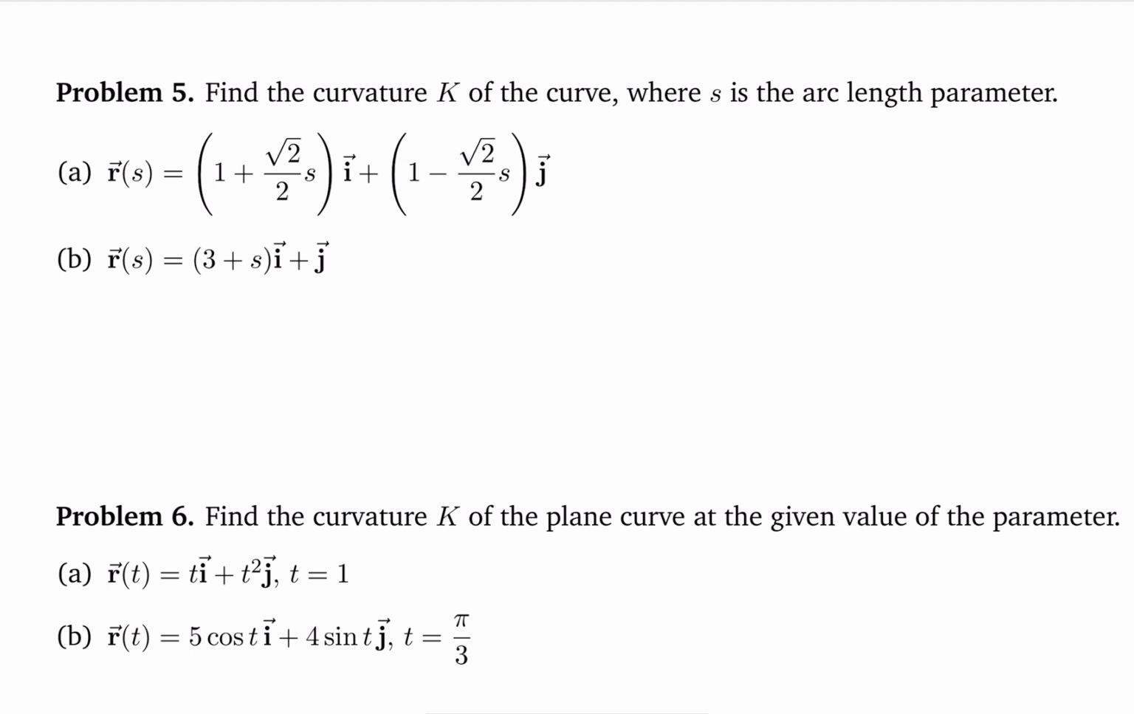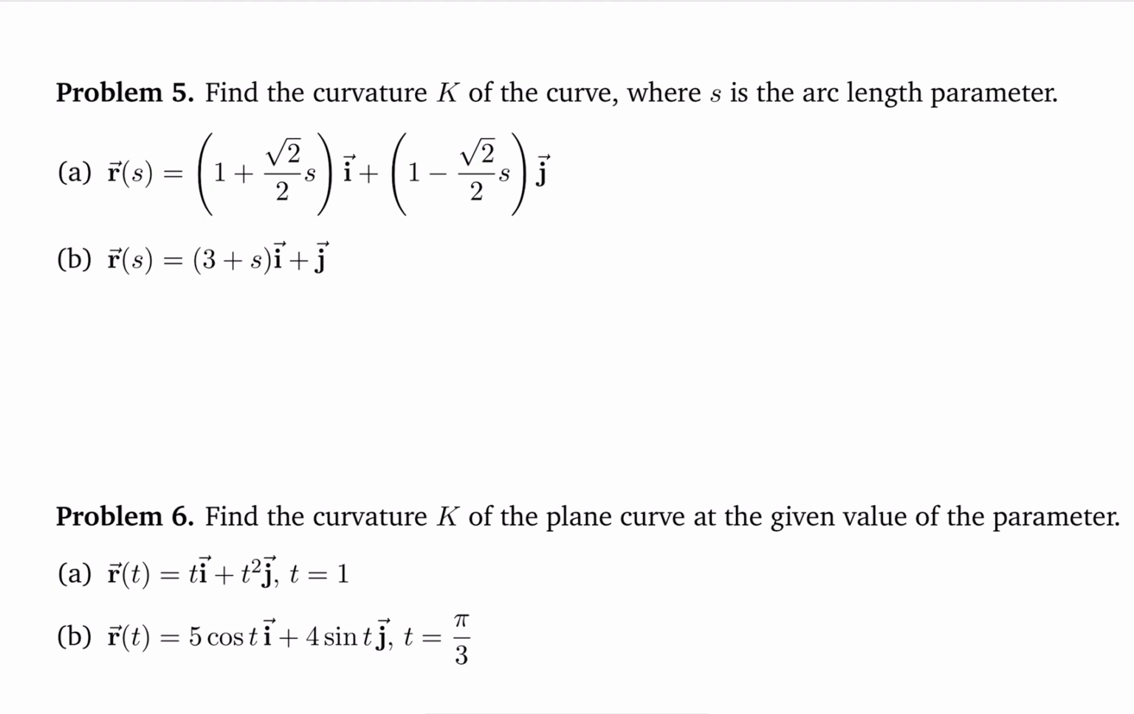So let's do problem 5, letter B on the review packet. Here they ask you to find the curvature K. But the vector function is expressed in terms of S, and S is the arc length. You always saw the vector function expressed in terms of time t, but here it is expressed in arc length.